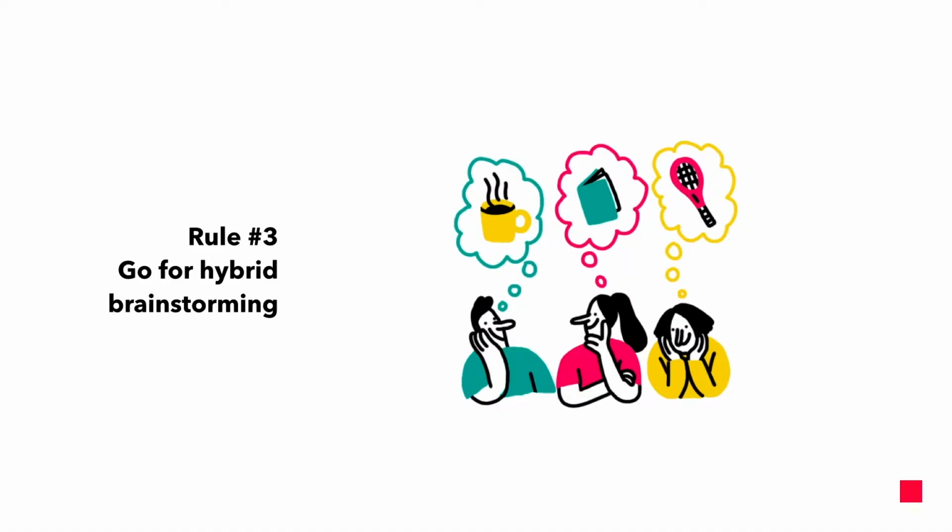Third rule, go for hybrid brainstorming. There's this misconception that ideation should be done by group brainstorming. And actually, this is a very bad way to do it, because group brainstorming leads to group thinking. Often you'll have a loud person or just a very senior person who shares an idea, and then the rest of the participants jump on that train of thought and continue with that idea. They get limited in their other ideas.